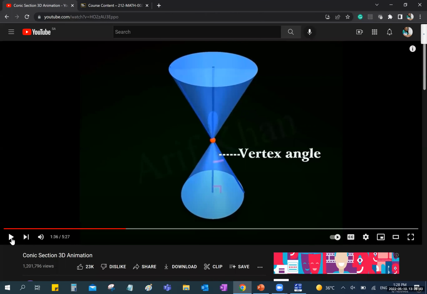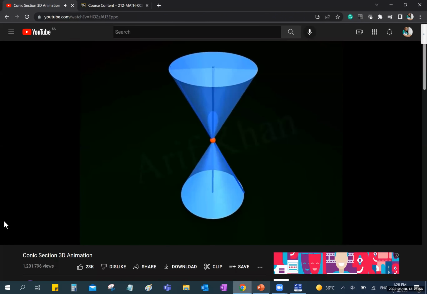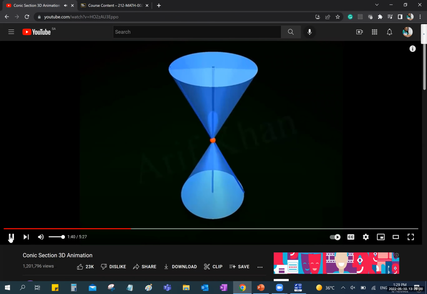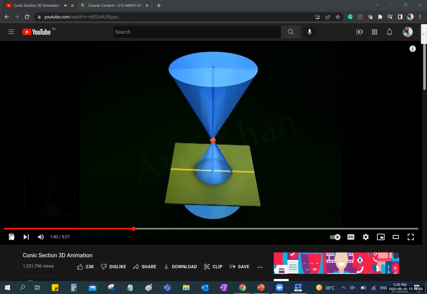Let's now revise it quickly and focus on the case that may happen, which is called the degenerate section or conic sections. Okay, let me just open the sound.